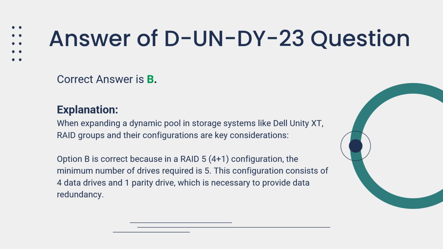Explanation. When expanding a dynamic pool in storage systems like Dell Unity XT, RAID groups and their configurations are key considerations. Option B is correct because in a RAID 5, 4 plus 1 configuration, the minimum number of drives required is 5. This configuration consists of 4 data drives and 1 parity drive, which is necessary to provide data redundancy.